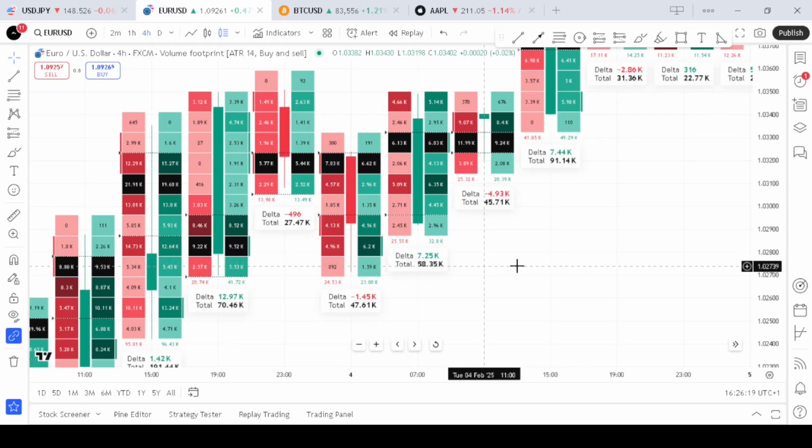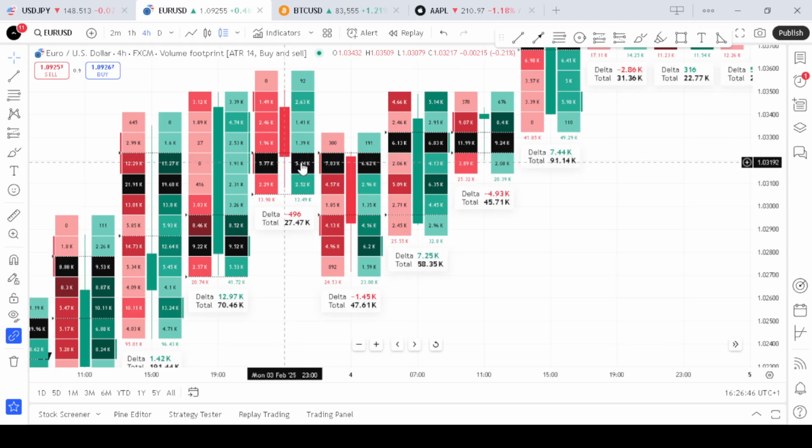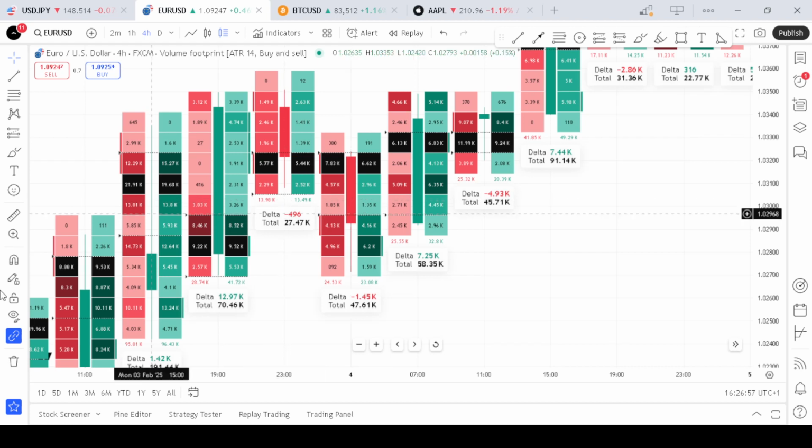Now, by using these features together, buyers and sellers volume, POC, value area and delta. I did not tell you what the POC is, and the POC is this particular black area on the chart. The POC is the black area, the point of control. All these black sides on each volume footprint bar is what the POC is, point of control. So you will gain a view of market dynamics that can help refine your trading decisions.